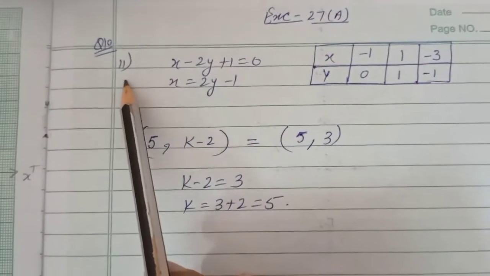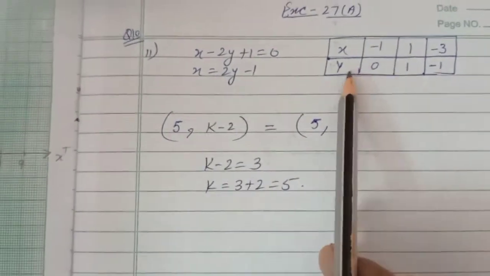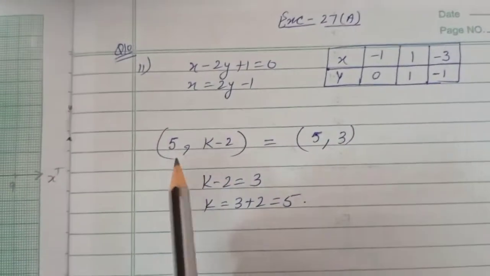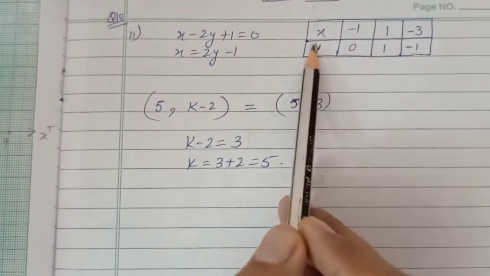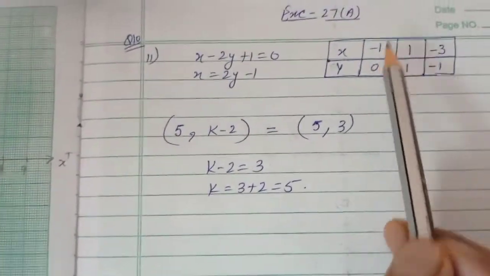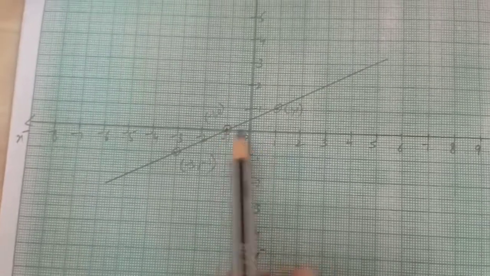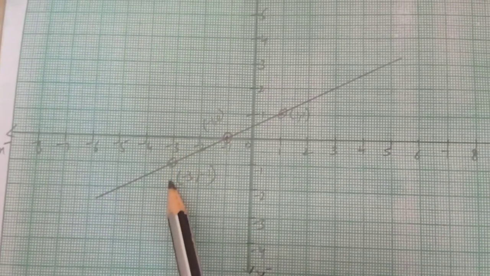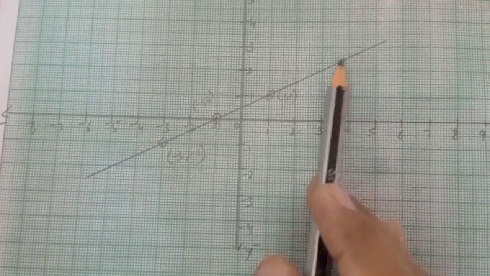Listen children, in the 10th question, this is the given equation. I got the values of x and the points also. Clear? After that, in the second part, you are given the line. Okay, first of all, let's draw the line. After that, I'll tell you what to do. See here, -1 and 0, meaning here only. Then 1 and 1 is here. Then -3 of x is here and -1 is here. After that, you have to join them with the scale.